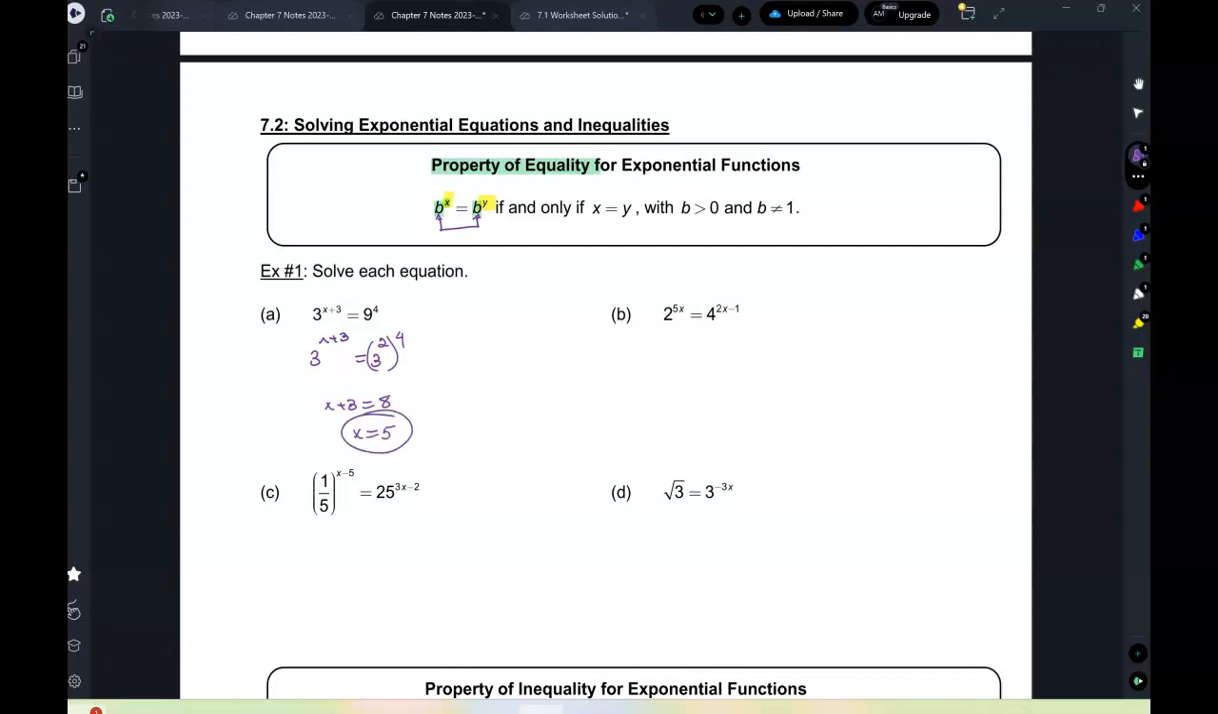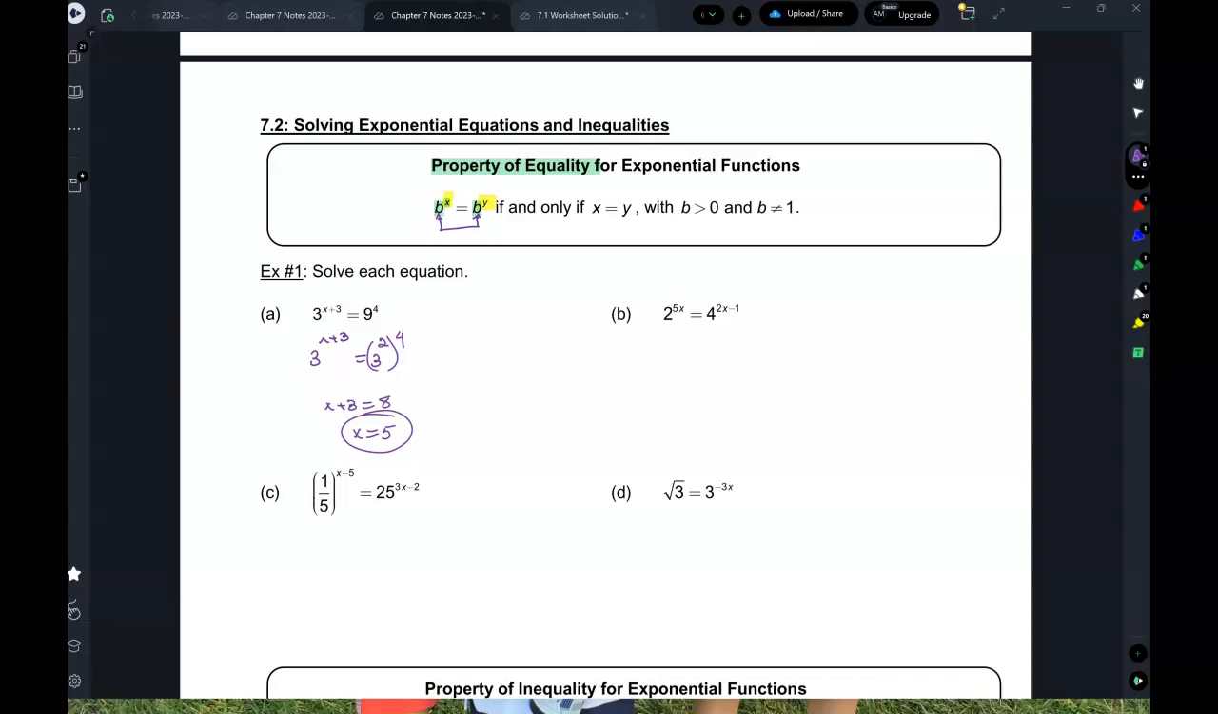Now, what is the domain for all exponential functions? All real numbers. Because it's all real numbers, there are no restrictions on the domain. I don't have to plug it back in to check. You can to double check to see if you got the right answer, but there are not going to be any extraneous solutions.